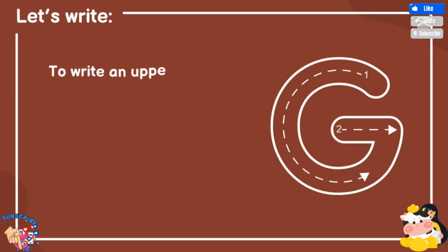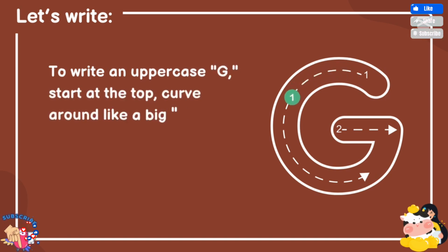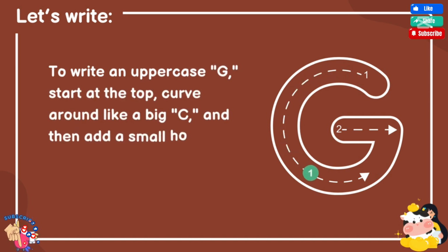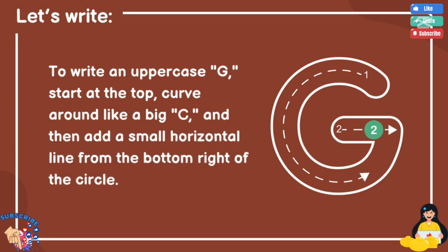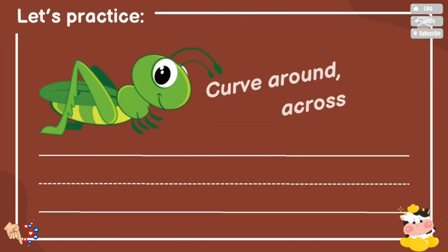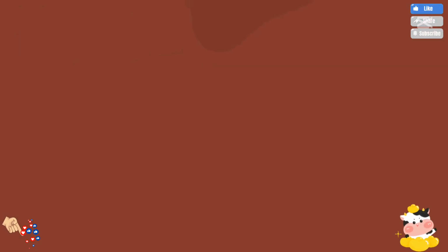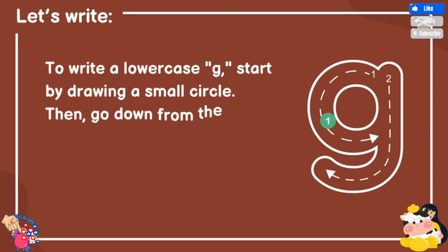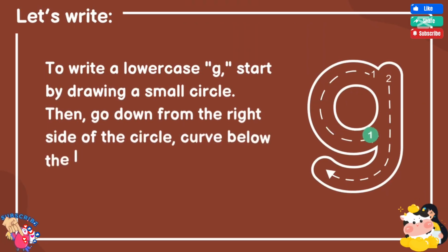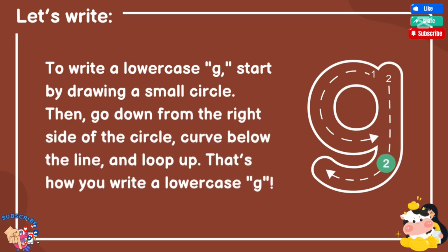To write an uppercase G, start at the top, curve around like a big C, and then add a small horizontal line from the bottom right of the circle. To write a lowercase g, start by drawing a small circle. Then, go down from the right side of the circle, curve below the line, and loop up. That's how you write a lowercase g.